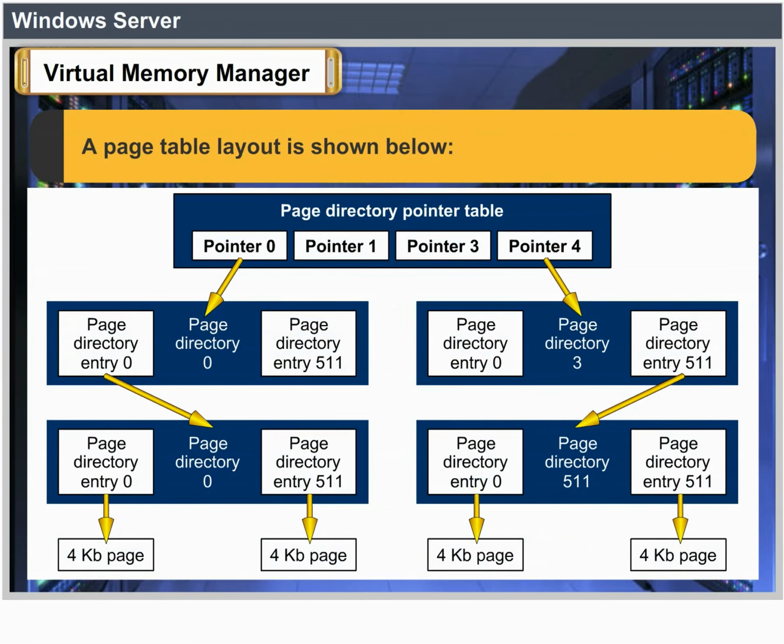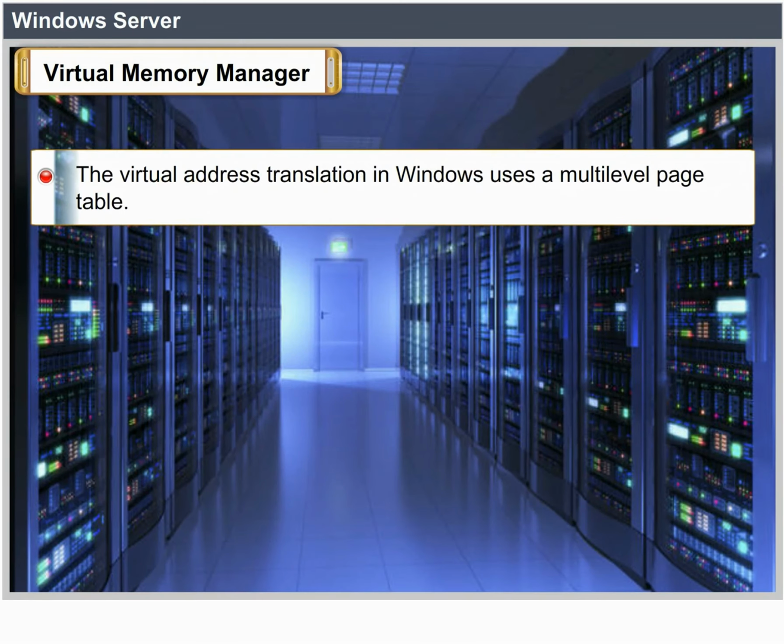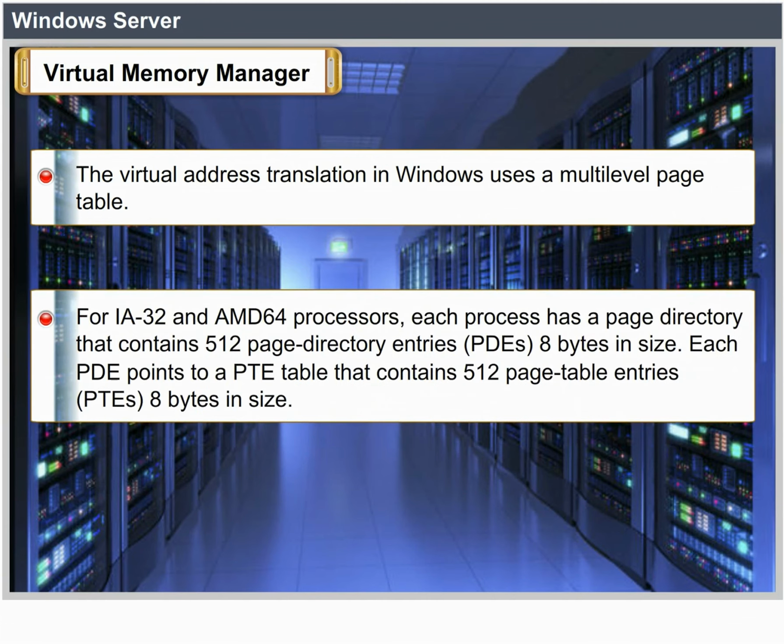The virtual address translation in Windows uses a multi-level page table. For IA32 and AMD64 processors, each process has a page directory that contains 512 page directory entries, PDEs, 8 bytes in size. Each PDE points to a PTE table that contains 512 page table entries, PTEs, 8 bytes in size. Each PTE points to a 4KB page frame in physical memory.